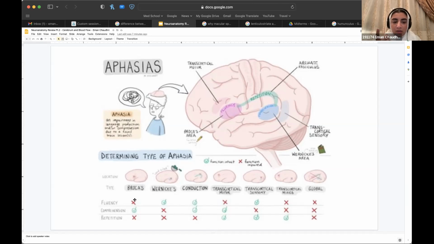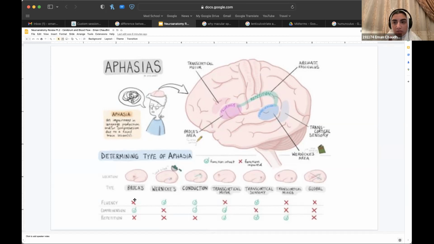So Broca's, you have no fluency, but you do have comprehension and you have a problem in repetition. Okay, because it's about fluency, it's about expression. So you can't express, so obviously you can't repeat. Wernicke's, you're fluent, but you can't repeat because the comprehension is not there, right? So just remember these three things: fluency, comprehension, repetition.